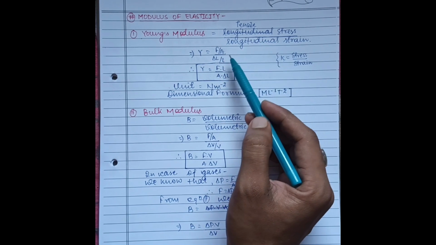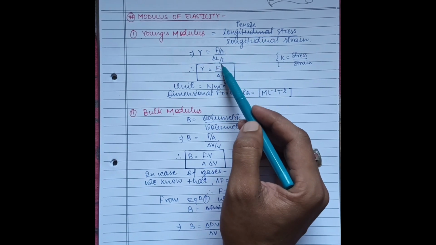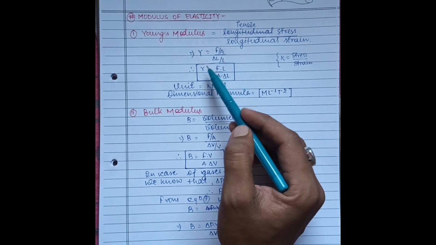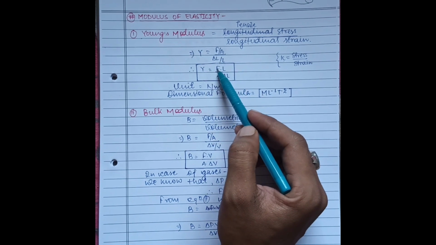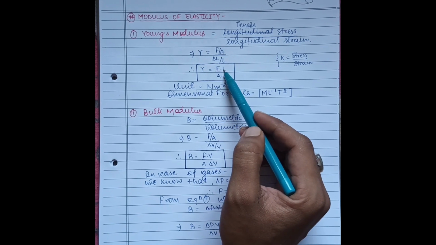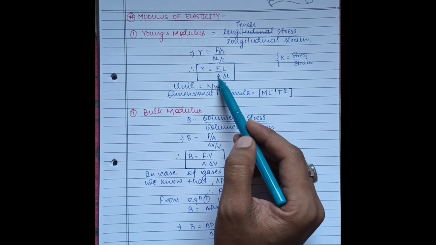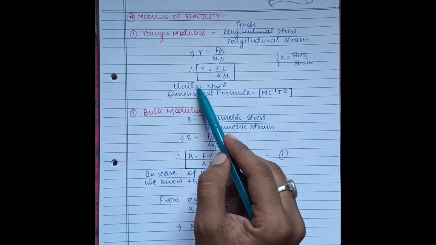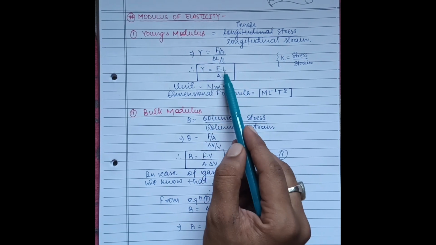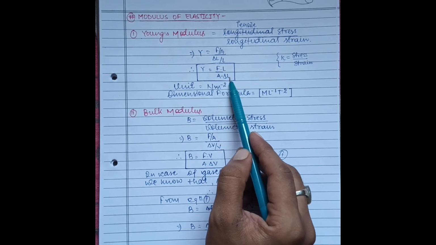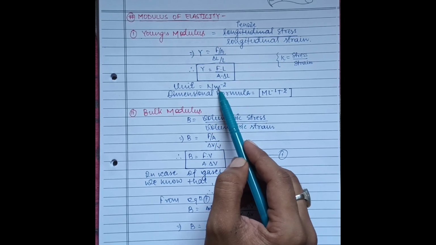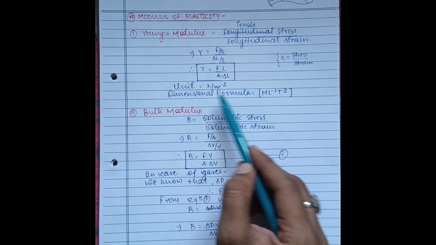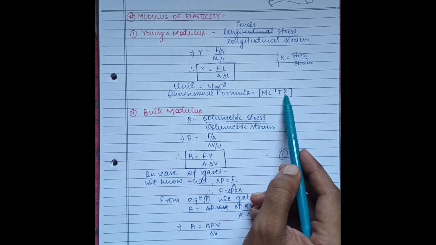We have studied the formula: strain is the change in the length divided by the original length. Therefore, when we simplify it, Young's modulus is equal to the restoring force multiplied by the original length of the material, divided by the area of cross section multiplied by the change in the length of that material. So this is Young's modulus. Here the unit is Newton meter divided by meter square multiplied by meter. So finally we get Newton per meter square, and the dimensional formula is M L^-1 T^-2.